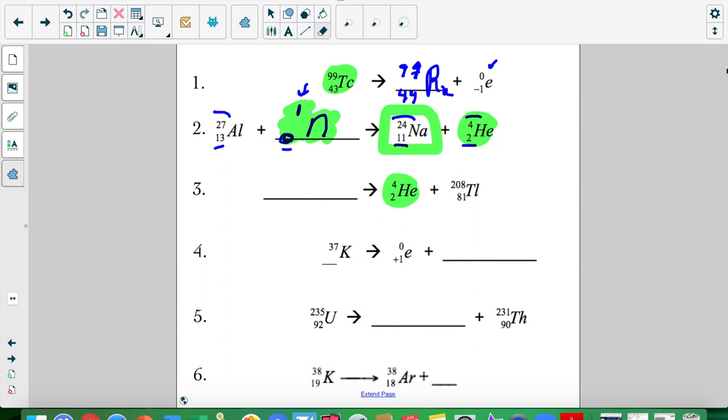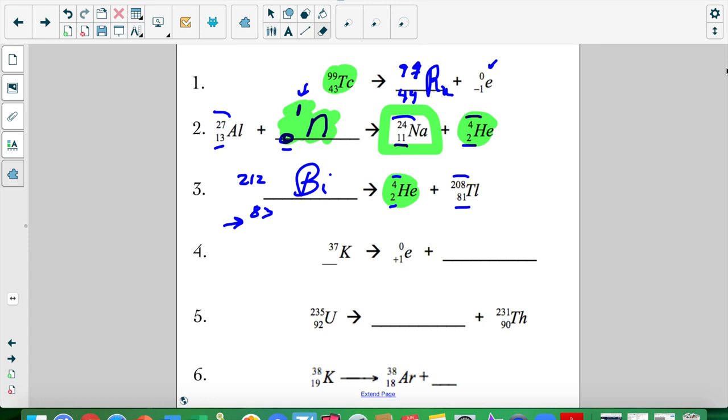So this is what you need to do. 2 plus 81 equals 83. And 4 plus 208 equals 212. So you go to the periodic table and you find the element that has 83 as the atomic number, and that element is going to be bismuth.